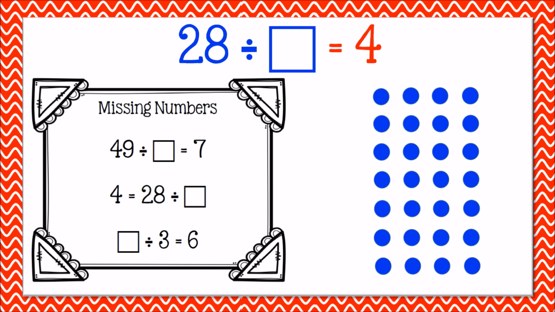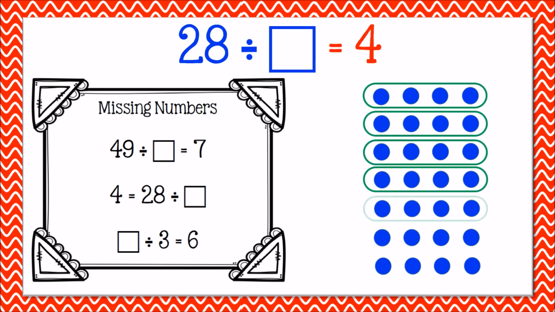Now let's solve it. So we have 28 dots. We're going to divide them into some number of groups. I don't know how many, but when we divide them into this number of groups, we end up getting 4 in each group. So let me start by putting 4 in each group. And then this will tell me how many groups I made. 1, 2, 3, 4, 5, 6, 7. I made 7 groups. So 28 divided by 7 will give me 4.